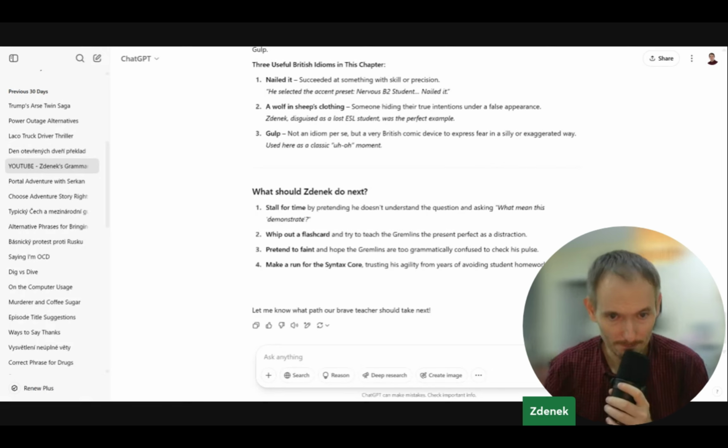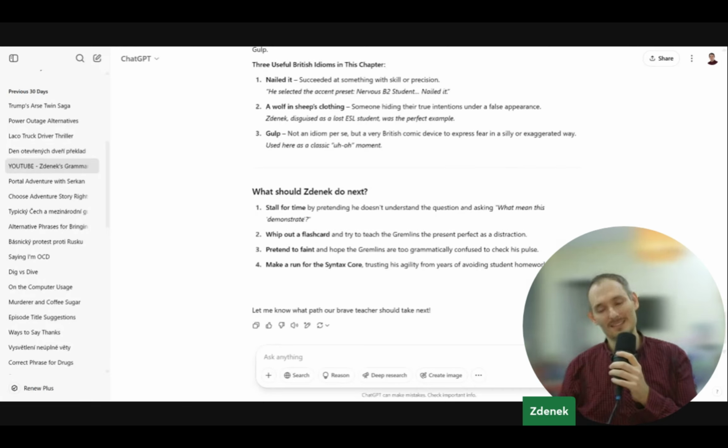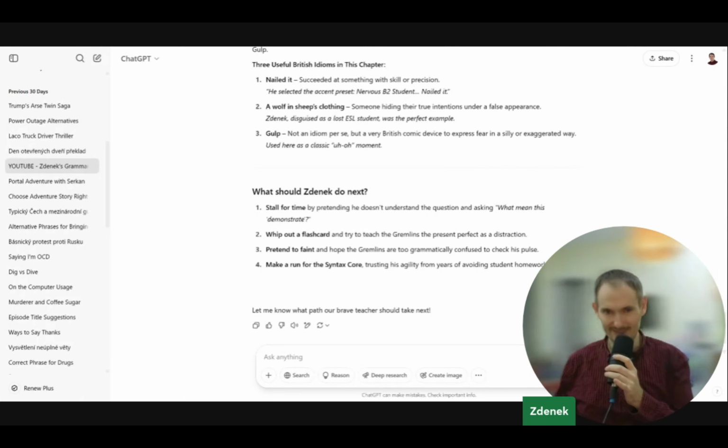So option 4, make a run for the syntax core, trusting his agility from years of avoiding students' homework excuses. So this is, I think, the most risky one, or the boldest one of all those options, right? This is the one where I sort of just go for it. I just make a run for the syntax core immediately. Right. So what should I do? It's up to you. I need your help. I can't do this alone, that's for sure.